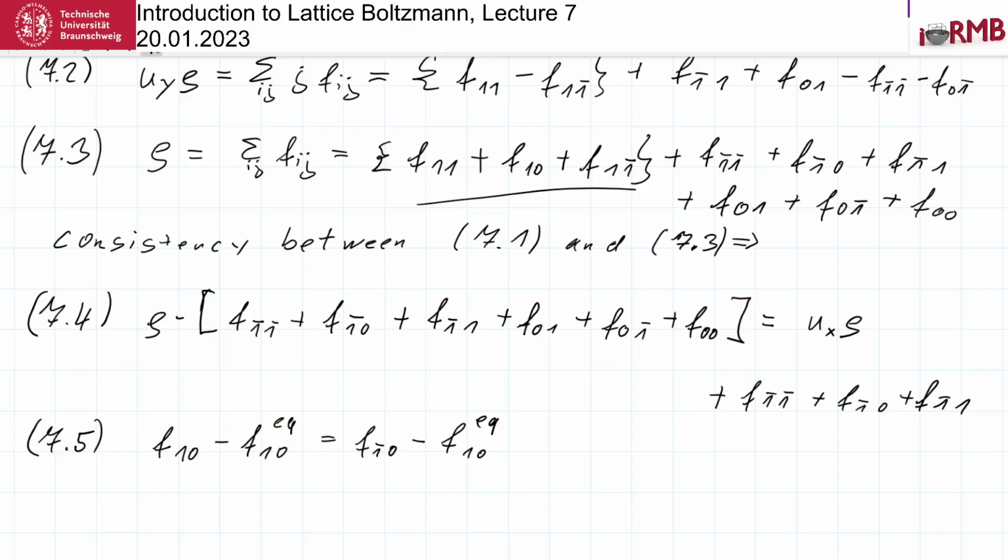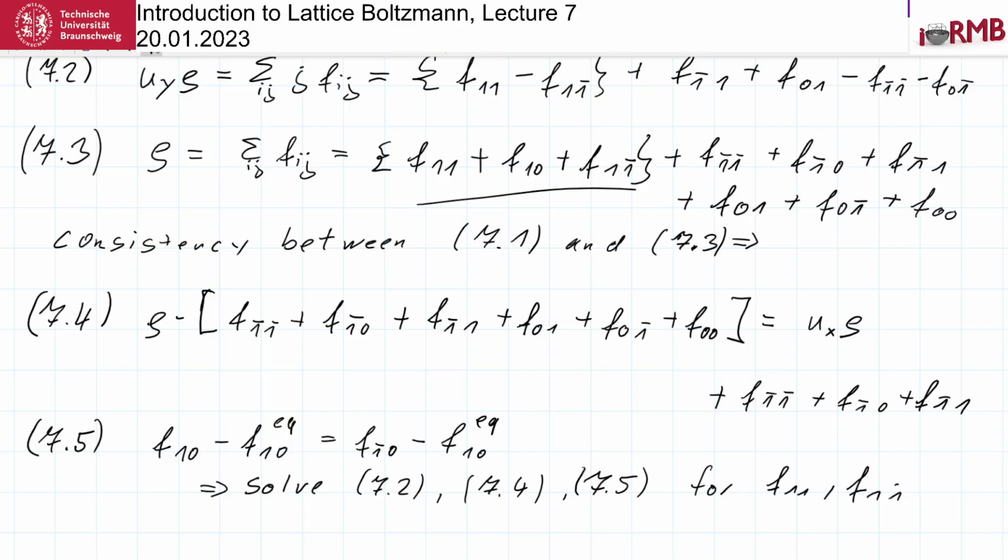So this gives us an additional equation. And what we now do, I'm not demonstrating this, is we solve 7.2, 7.4, and 7.5 for the missing distributions. That is these ones, and this gives us the boundary condition.